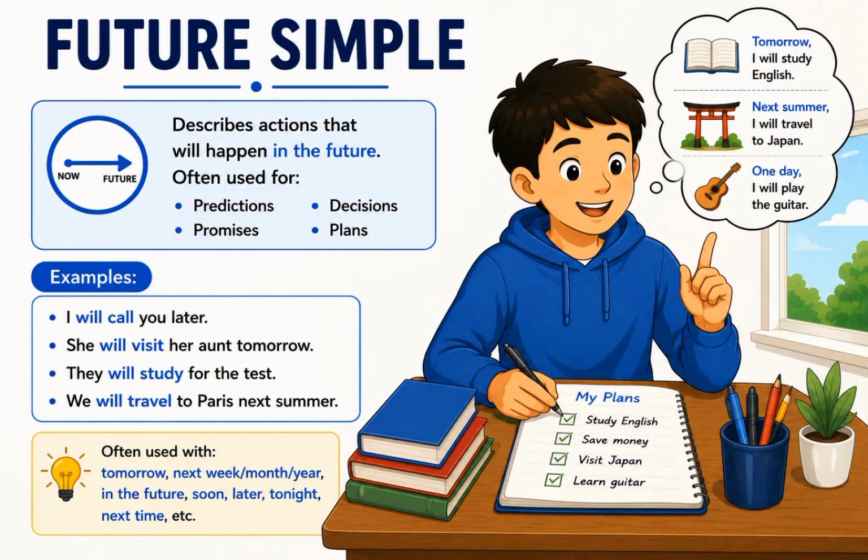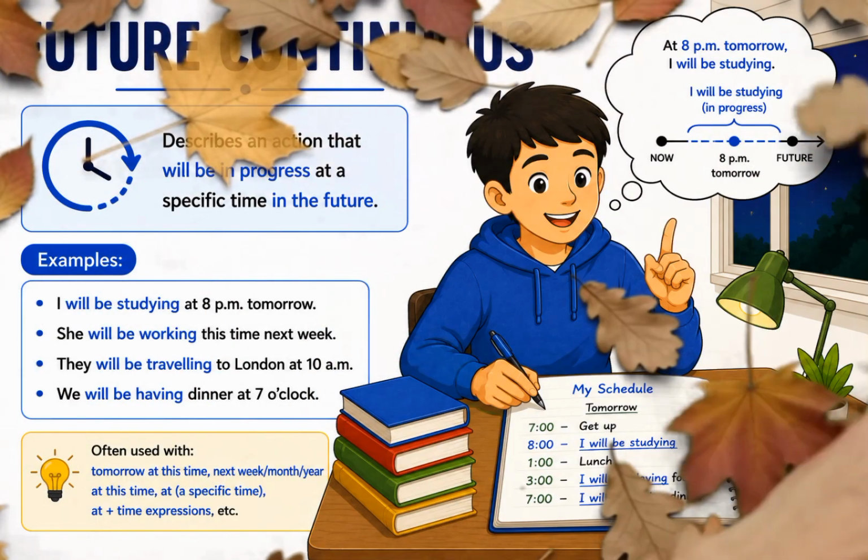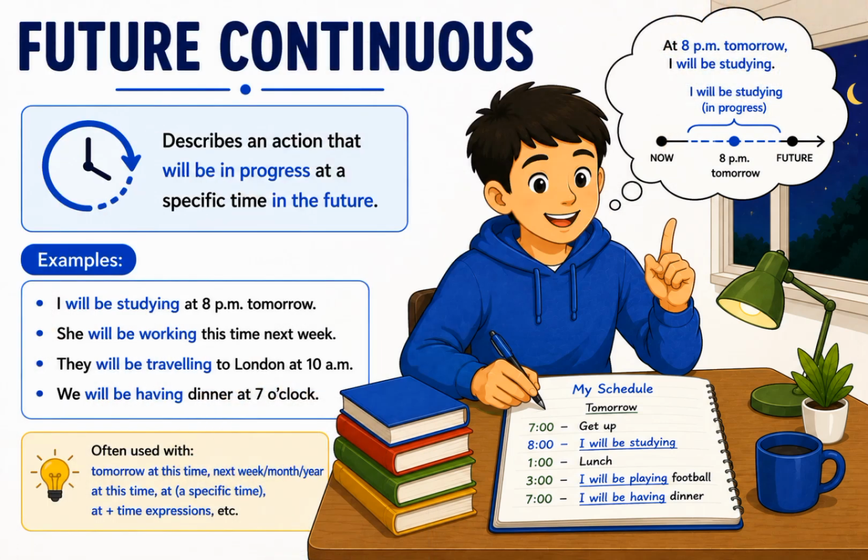Now, let's look at the future tenses. The future simple is used for predictions, promises, and decisions. For example, I will help you. The future continuous describes an action that will be in progress at a specific time in the future. For example, this time tomorrow, I will be traveling.